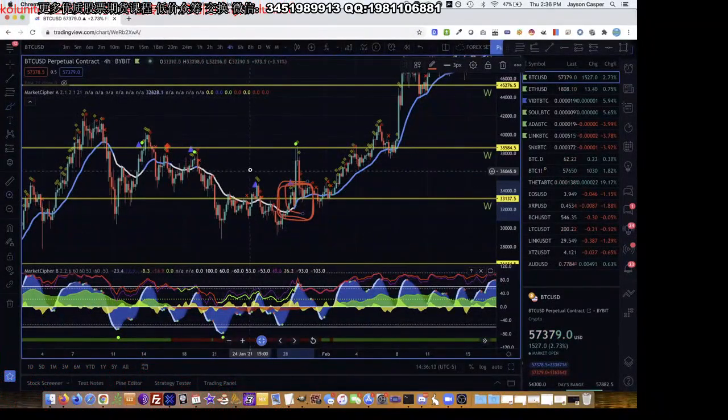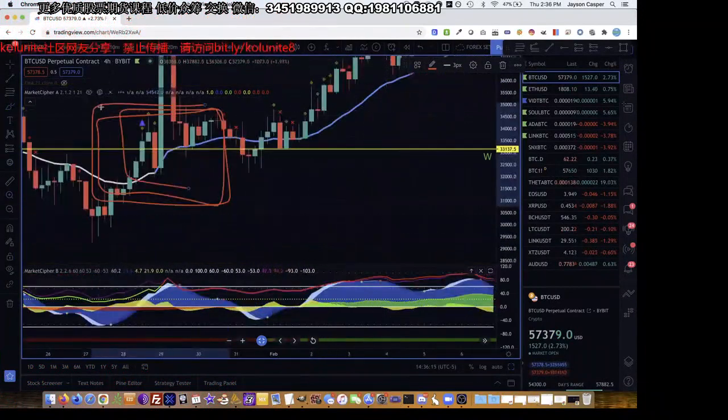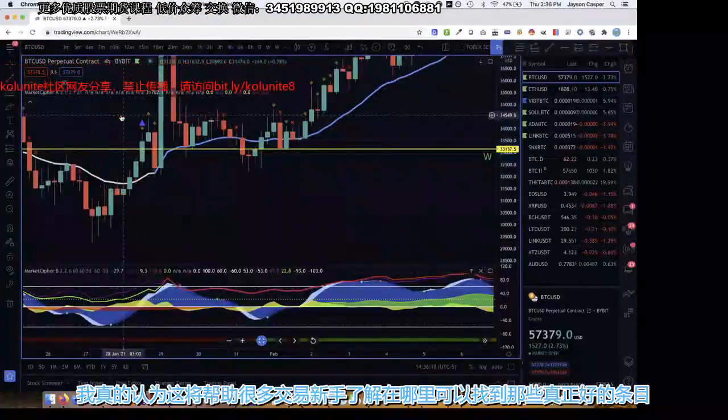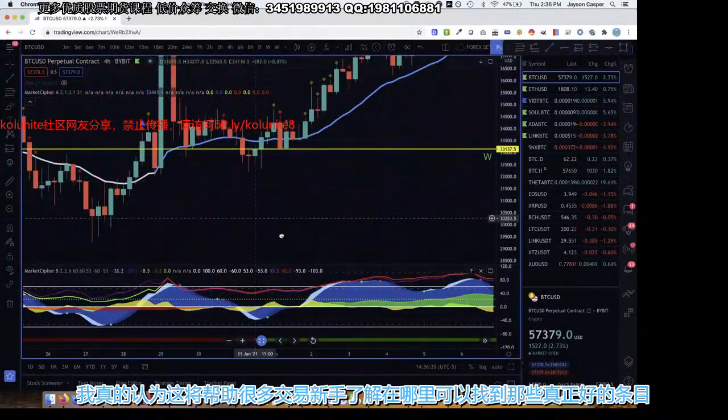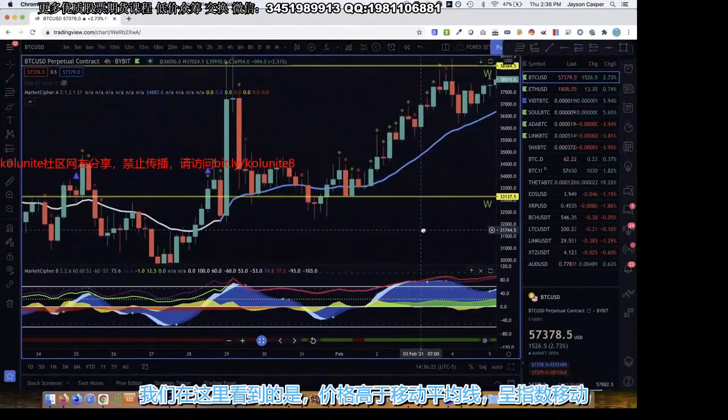This is really important. This is extremely important. And I really think this is going to help a lot of people who are new to trading understand where to find those really good entries. What do we see right here?